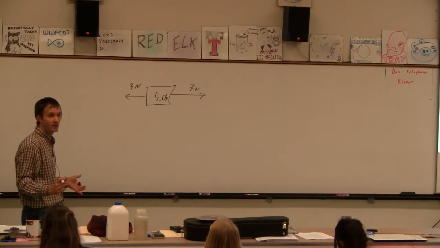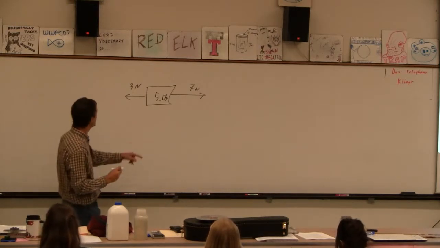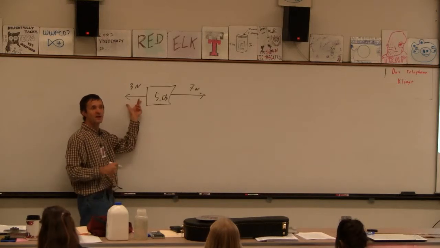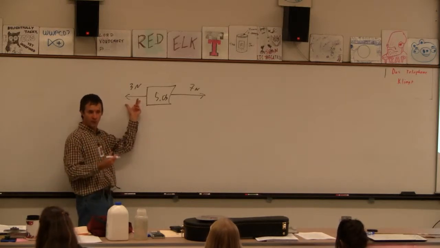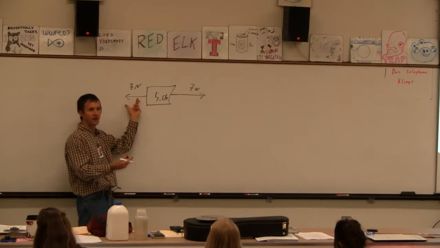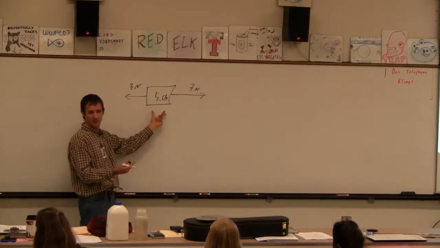Did we figure that out? Yeah, the net force is 4 newtons. So 7 newtons that way, canceled out by 3 newtons this way, is 4 newtons of net force that can cause the acceleration of this block. And 4 divided by 5 is 0.8 meters per second squared. Did we get that? Yeah.